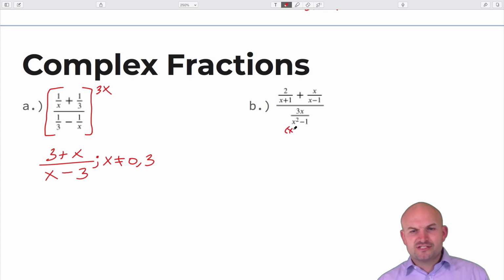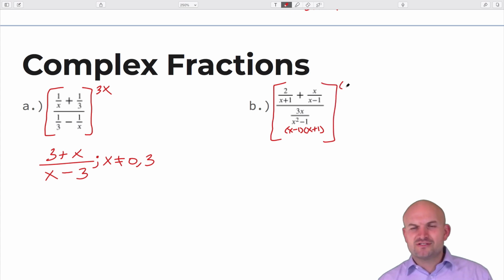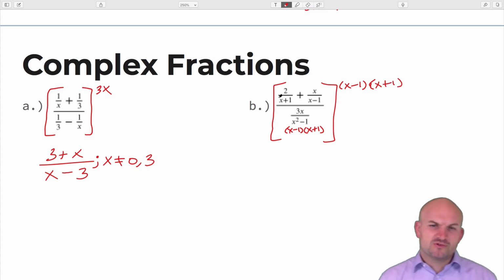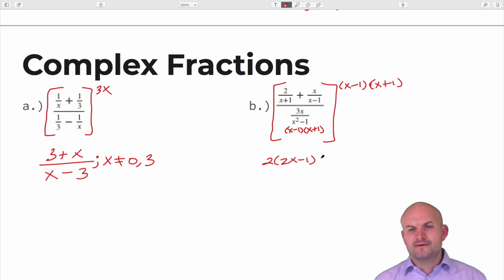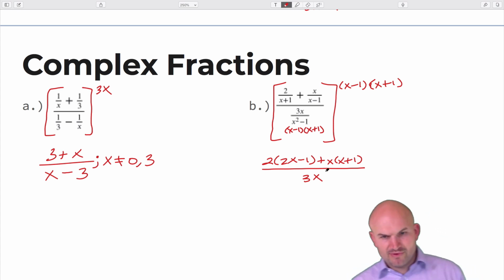I factor this here just to make sure that it is the same, which it is. So my LCD that I'm going to multiply everything by is going to be x minus 1 times x plus 1. Okay, so I multiply that by the first fraction. The x plus 1's divide out, leaving me with 2 times x minus 1. Here, my x minus 1's divide out. That's going to give me plus x times x plus 1. And then over here, those terms divide out, leaving me with a 3x.